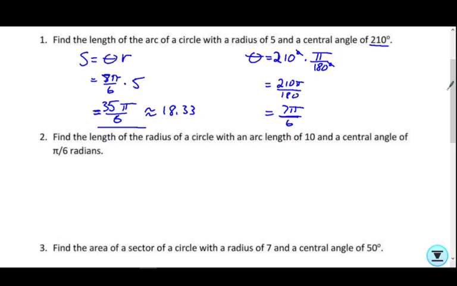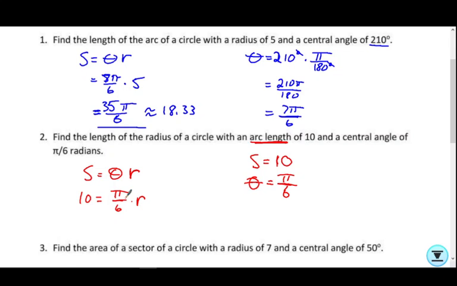So the second one says find the length of the radius of a circle. So we're trying to find the radius, and they give us an arc length of 10 and a central angle of pi over 6 radians. As soon as we see arc length in here, we know we're using this equation. Now, they've given me the arc length, so s is 10. And theta, they've given me that as well, and that's pi over 6. So we're trying to find the radius, so we've got to work it backwards. So 10 equals pi over 6 times r.